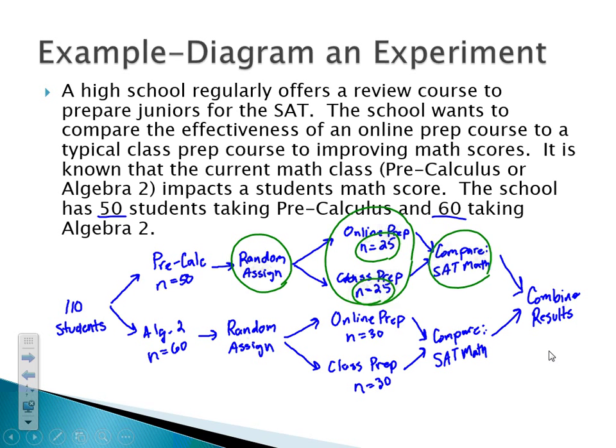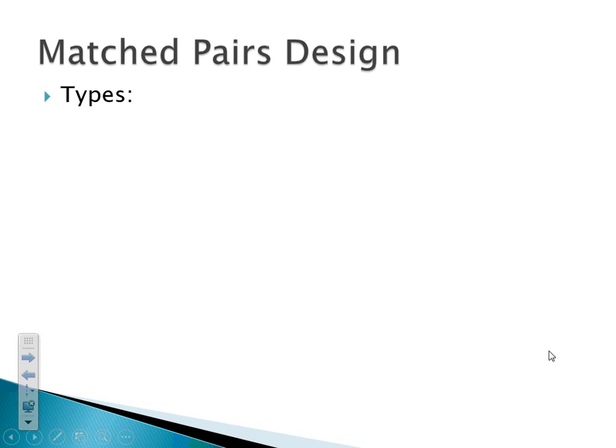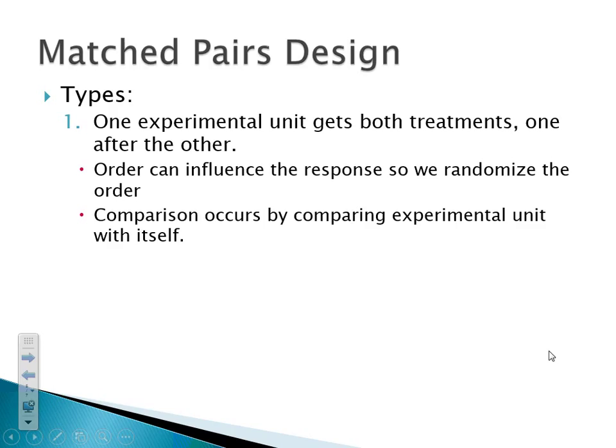All right, now the second type of modification that we want to talk about today is what's known as matched pairs design. And there's actually two types of matched pairs design. All right, just the name itself kind of gives us some direction, right? We're going to match things together. And so one type of matched pairs is when we take each experimental unit, all right, and we give them both treatments, one after the other.